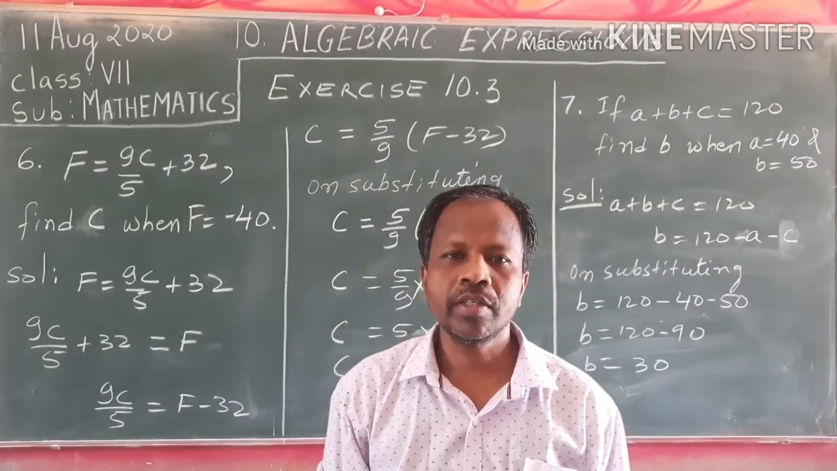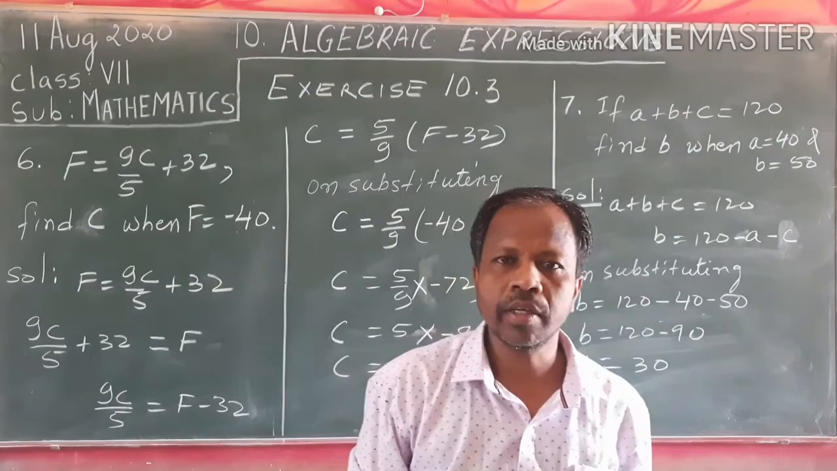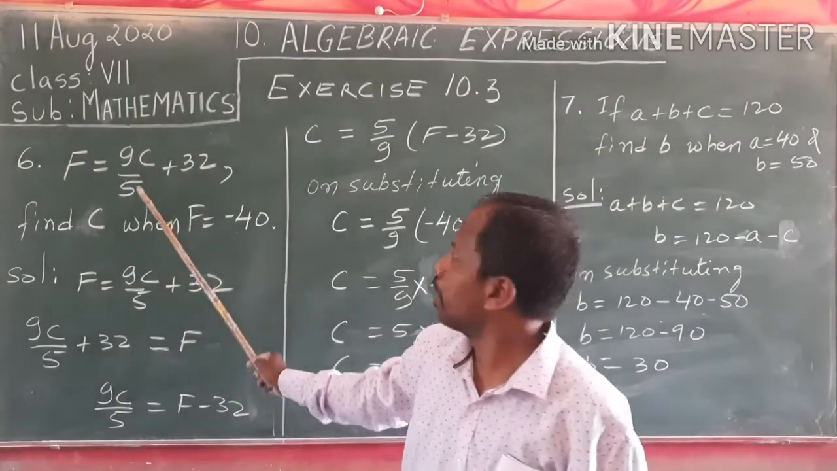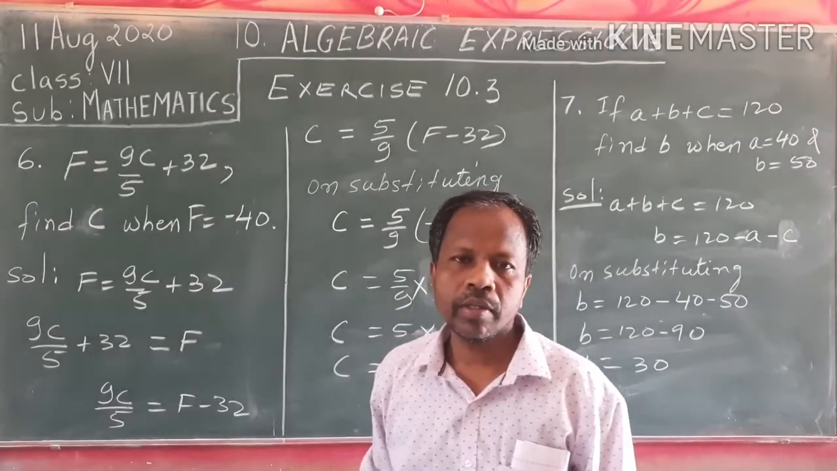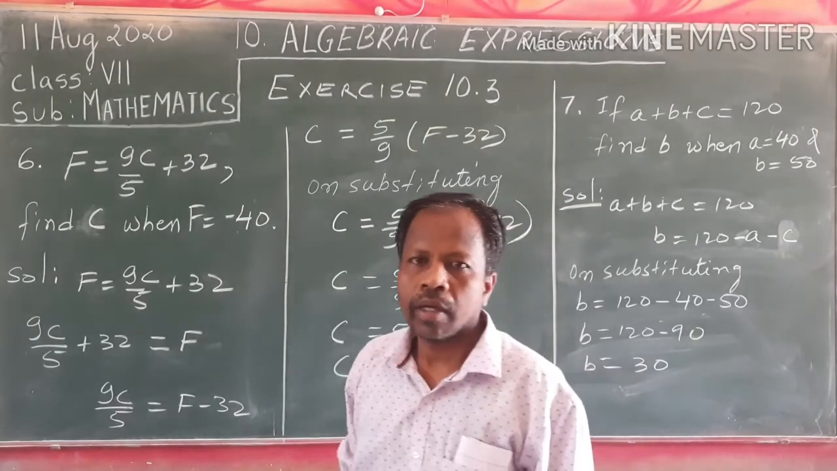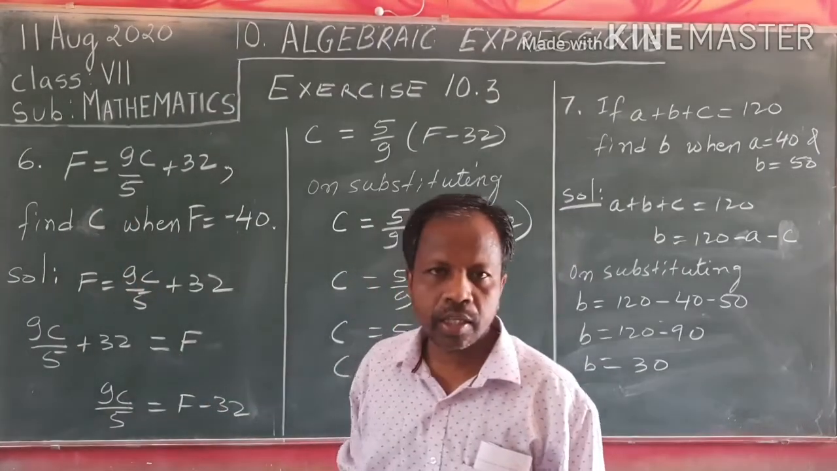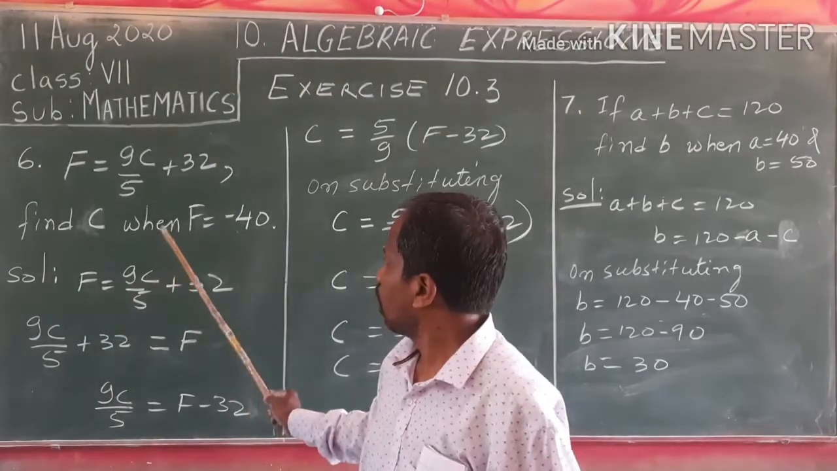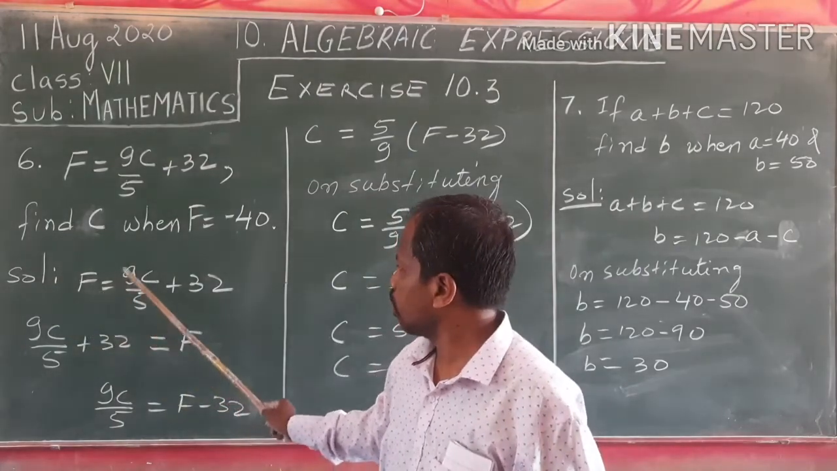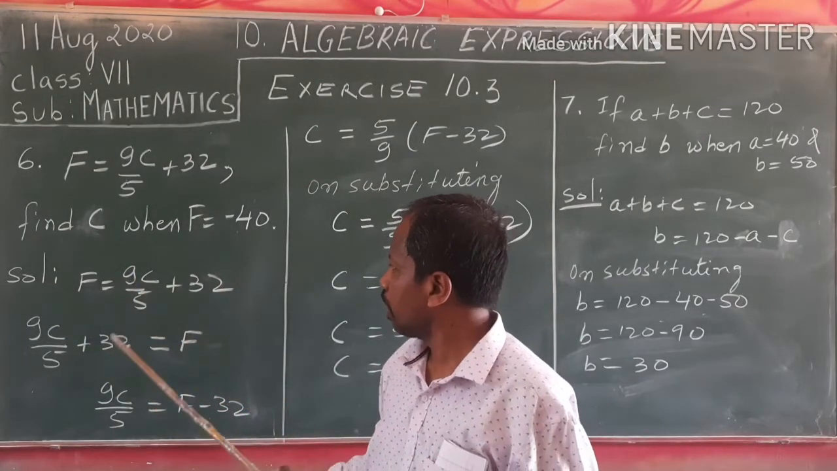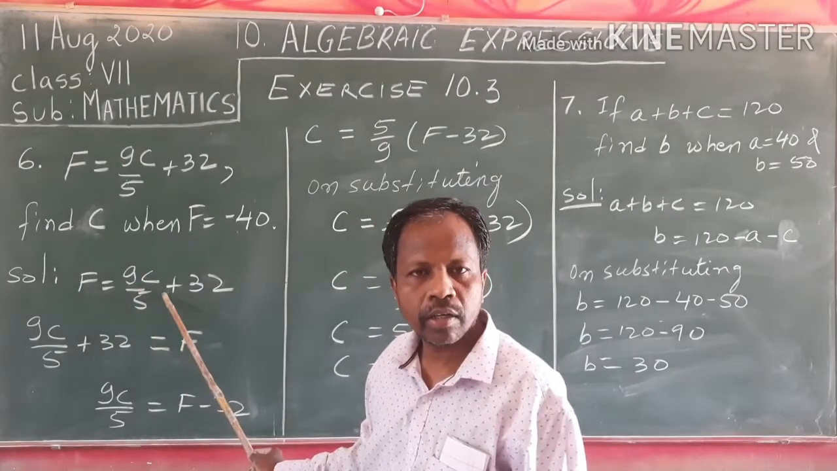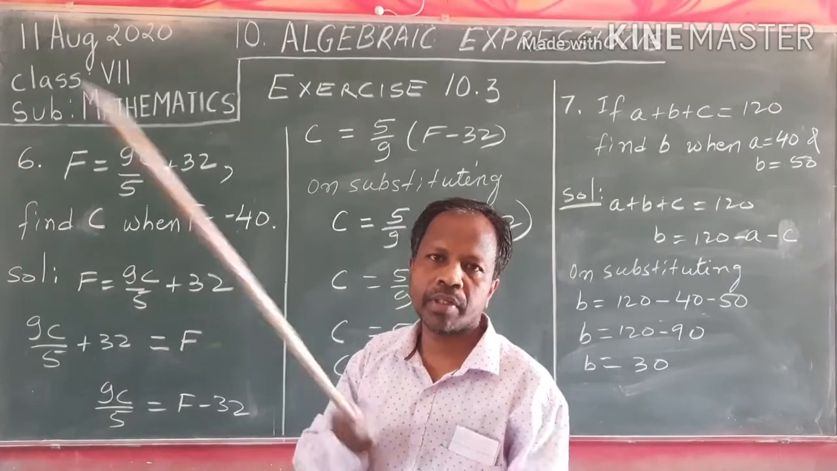Sixth question says here F is equal to 9C by 5 plus 32. Here we have to change the subject to C. The question says C, we have to make it the subject, when F is equal to minus 40. Solution, F is equal to 9C upon 5 plus 32. Now, can you write what is written in the left hand side on the right hand side, and on the right side on the left hand side?